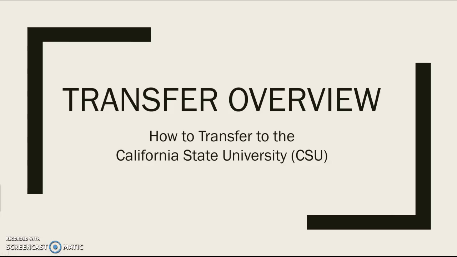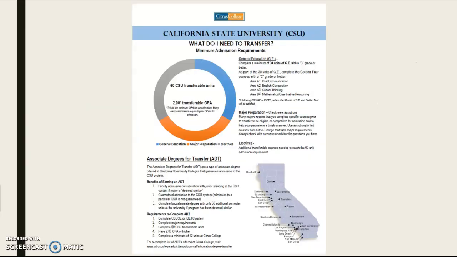Transfer overview on how to transfer to the California State University, also known as CSU campuses. First and foremost, there are 23 Cal State institutions across the state of California. These are public institutions, as far up north as Humboldt State, all the way down south to San Diego State, anywhere in between. 23 total Cal States.